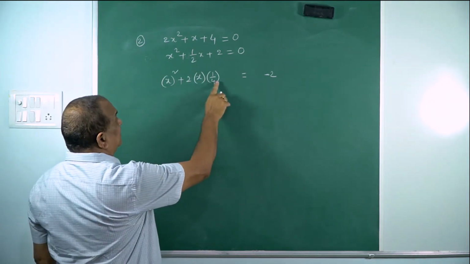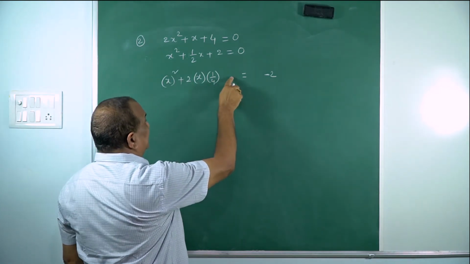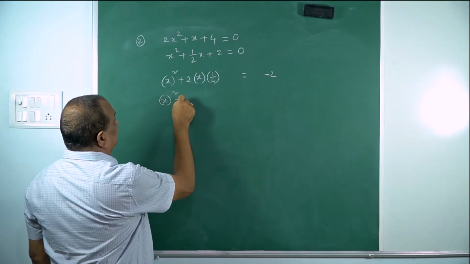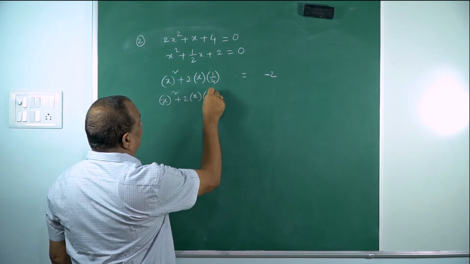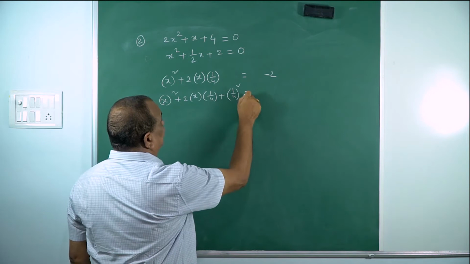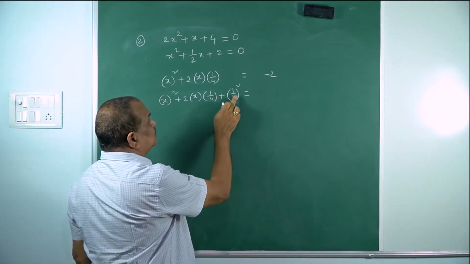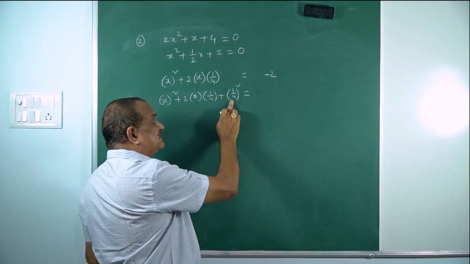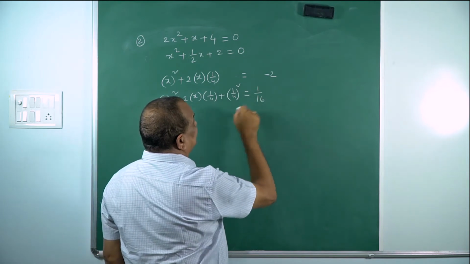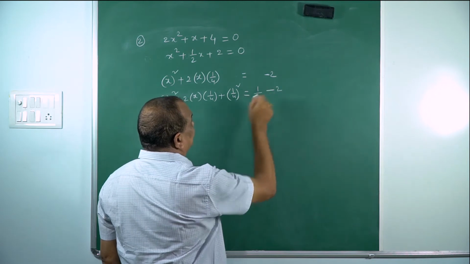Now this is not a complete square. p square plus 2pq, I need q square here. That means 1 by 4 whole square I need here. x square, 2 times x times 1 by 4, I must write 1 by 4 square here. This I added is p square plus 2pq plus q square. But I can't add just on this side, that side also I must add. What is the square of 1 by 4? 1 by 16. The same thing is added to this side also. But minus 2 is there.